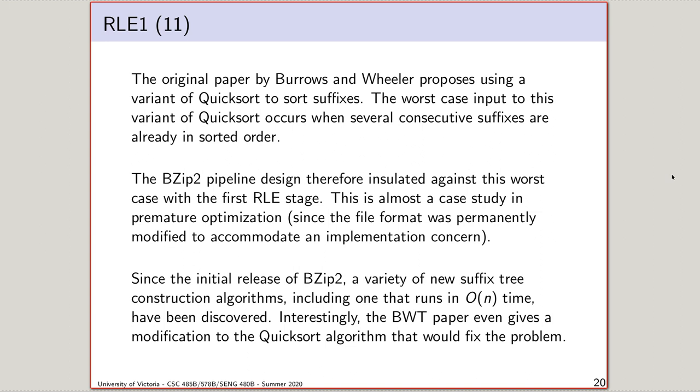So it turns out that the paper in which BWT was originally described is actually not a journal paper, it's a technical report from some industrial R&D operation. Burroughs and Wheeler's paper proposes, buried in there somewhere, using quicksort to sort the suffixes to make the suffix array. They're big on quicksort.